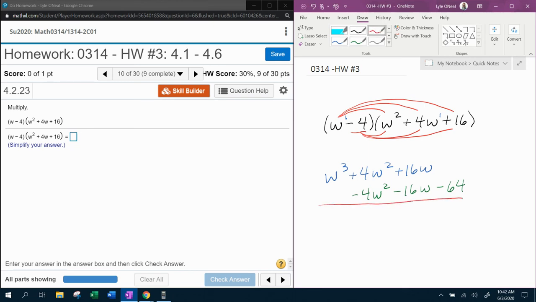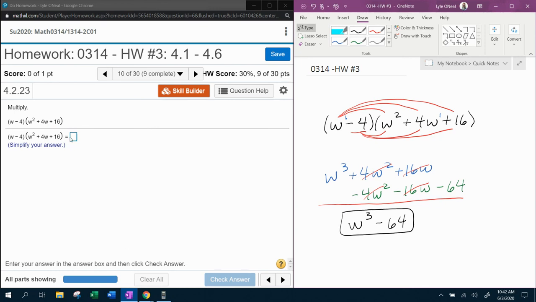And now if you notice, since I used the stacking technique, it's going to make it a lot easier to finish and combine like terms. And this is actually going to finish pretty nicely. 4W squared minus 4W squared, those are going to cancel, as well as the 16W's cancel. And my final answer is W cubed minus 64.